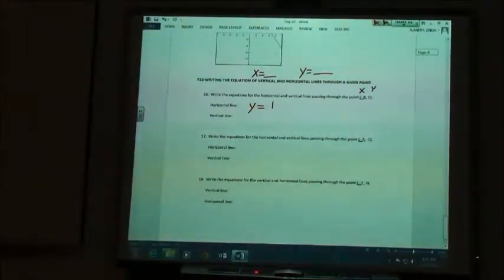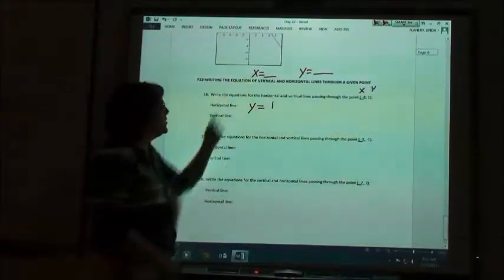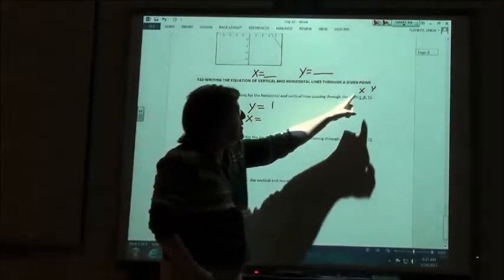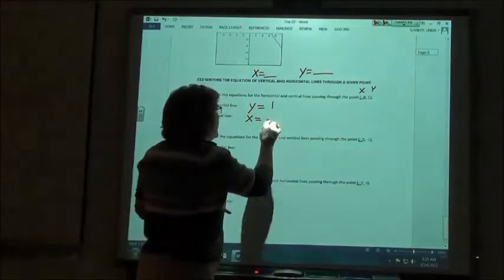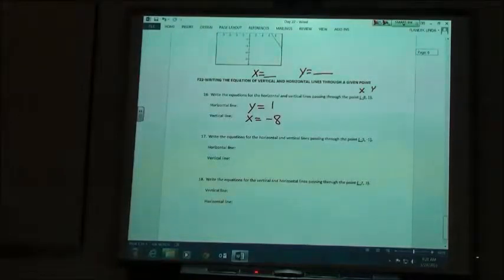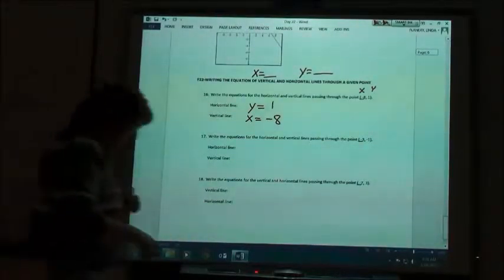So my equation is y equals 1. For my vertical line, I know my vertical line always starts x equals. So then I look at my point, the x value of my point, -8. So they're just checking to see, do you know when you're doing a horizontal and a vertical line that you don't have both the x and the y? You only have one or the other.